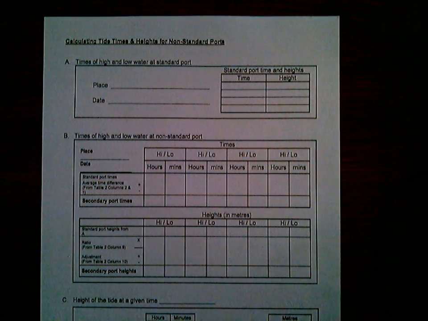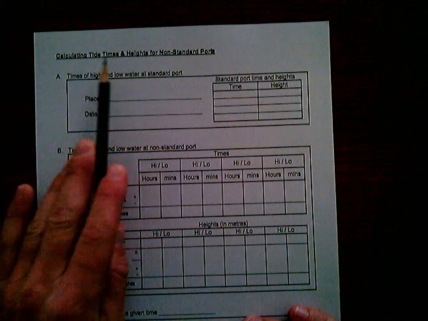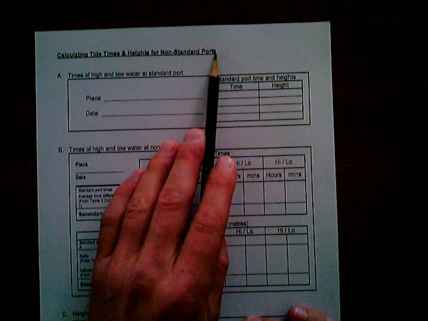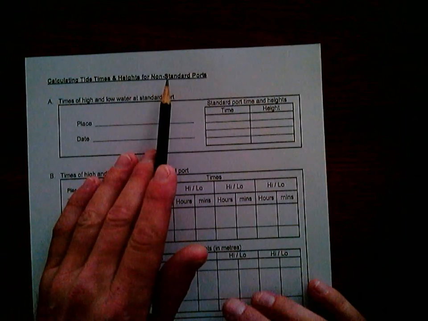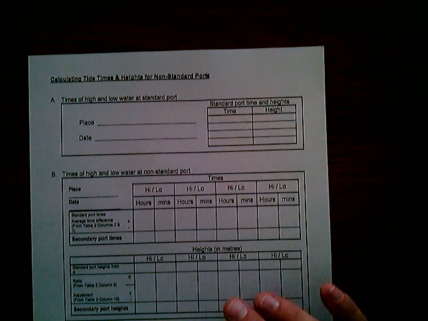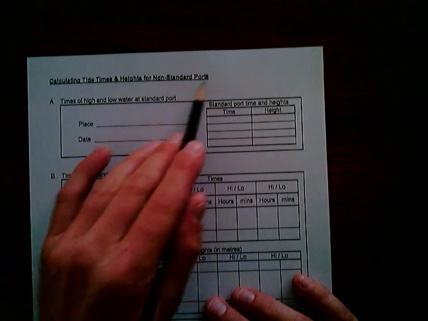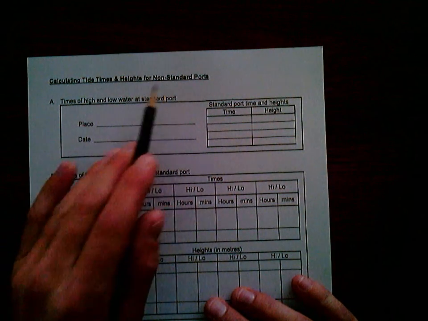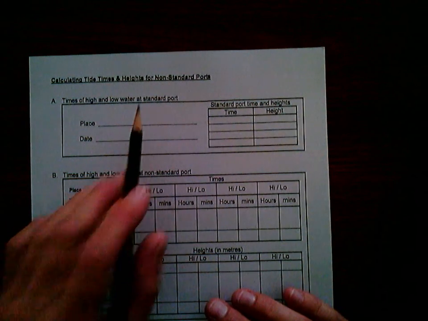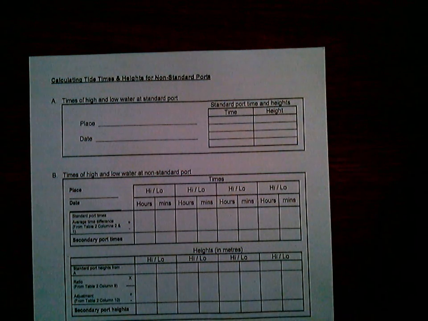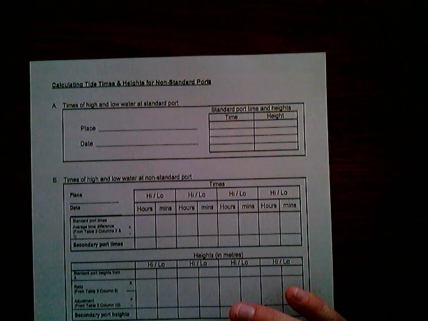What we're going to be doing in this video is calculating tide times and heights for non-standard ports. Now, non-standard ports are not standard ports, as the name might suggest. Non-standard ports are located within standard ports. We've suggested a couple of standard ports within Queensland, like the Gold Coast Seaway, Brisbane Bar, Mooloolaba, Noosa Heads, places like that. And non-standard ports are located within those ports.